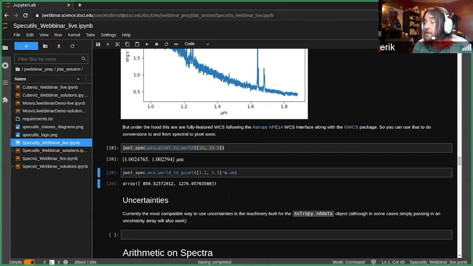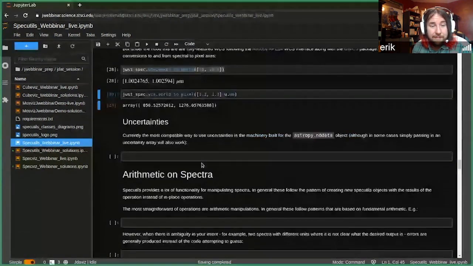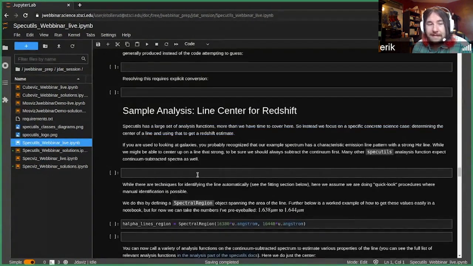So I'm running low on time, so I'm definitely going to have to skip uncertainties. I would have normally said things about arithmetic, but I don't think I have time to do that. I want to jump straight to the analysis example.